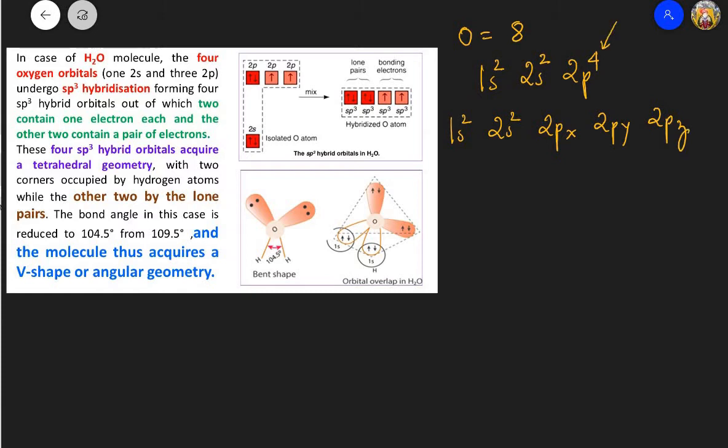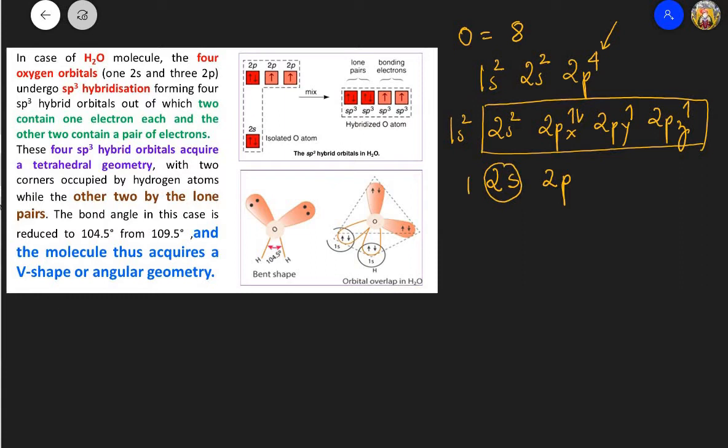Now these 4 electrons we have to fill in the p orbitals. Initially 2px1, then 2py1, then 2pz, then comes the 4th electron. Now the valence shell is 2s and 2p, so there is hybridization between s and p. Which s? 2s. Which p? 2p. There is only one 2s orbital, and 2p orbitals are 3 in number, which we have to remember. One is x, another is y, another is z. Totally we get 4 hybridized orbitals, which are sp3.